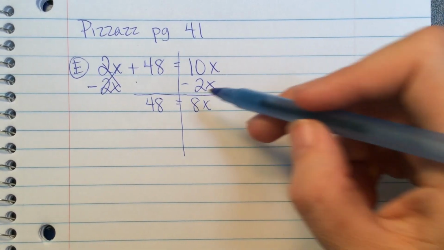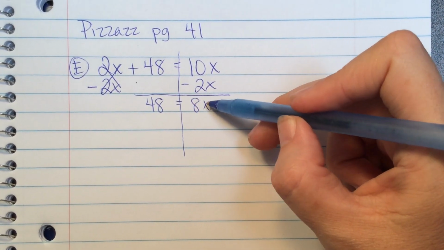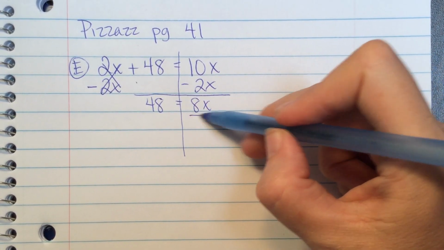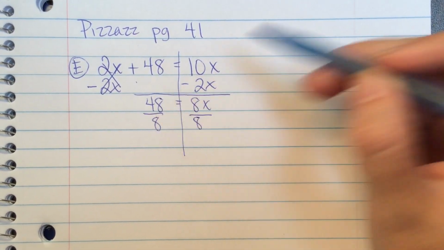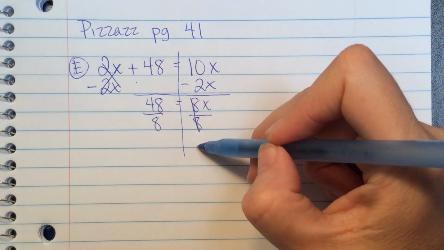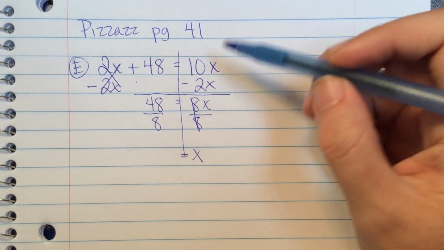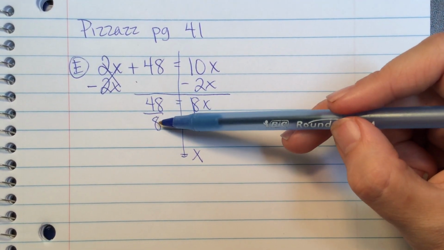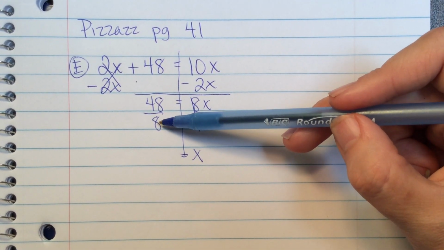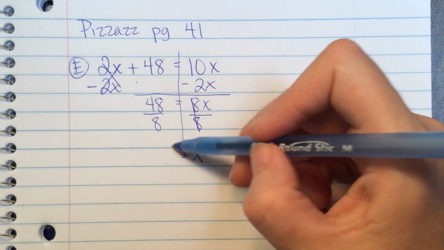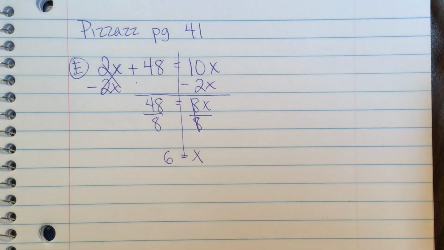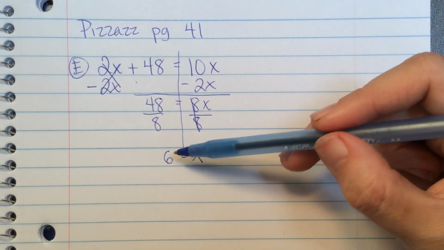And then I'm going to divide by 8 because 8 is being multiplied by x. And I'm going to divide by 8 on both sides. So now I have to decide what is 48 divided by 8. And 8 times 6 is 48, so the answer has to be 6. So x equals 6.